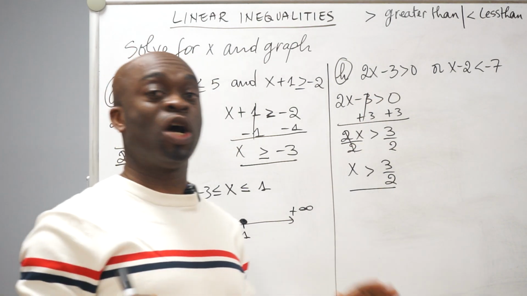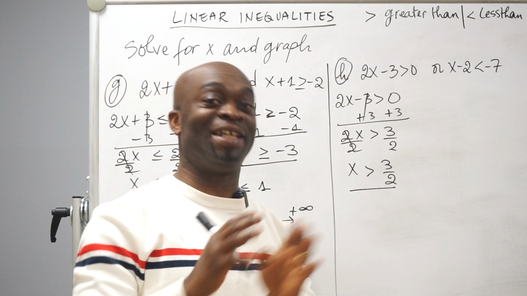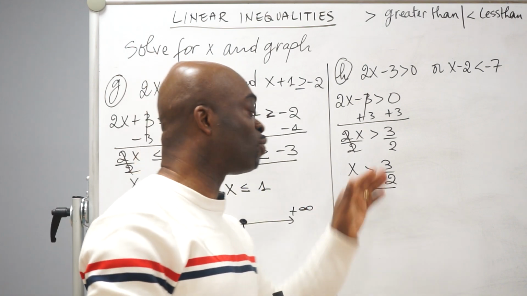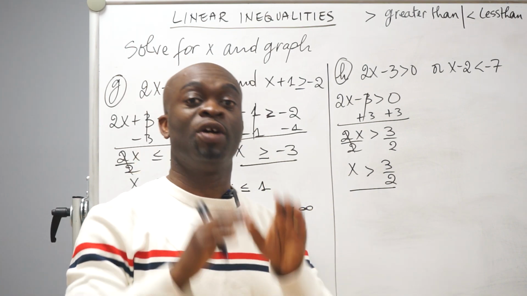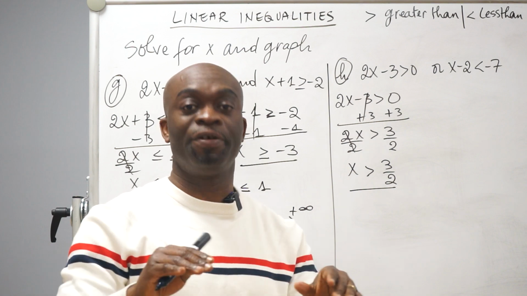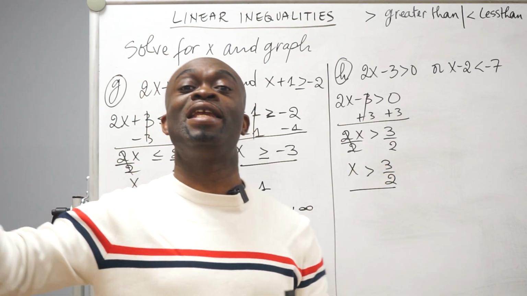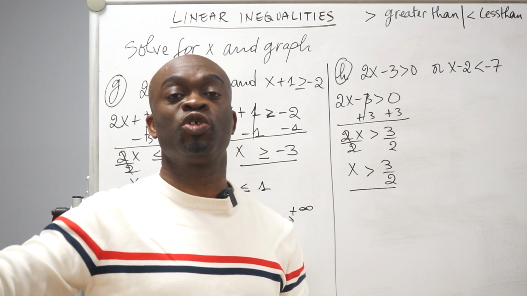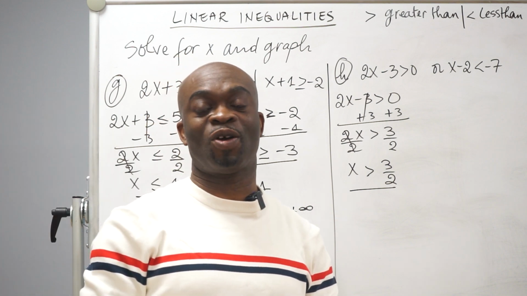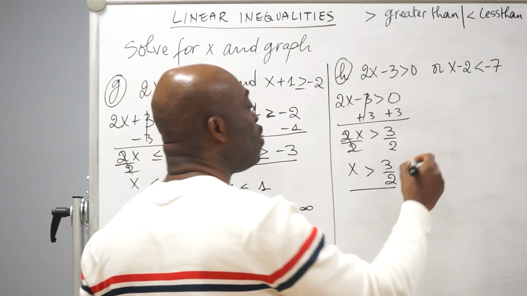So you guys know the difference now between equal and inequality. If it's equal, that means x equals 3/2, which is 1.5 as decimal, period. But in this case, it's x greater than 3 over 2. That means any number higher than 3 over 2, that's what your answer is. So that's the difference. So let's go back to this one.